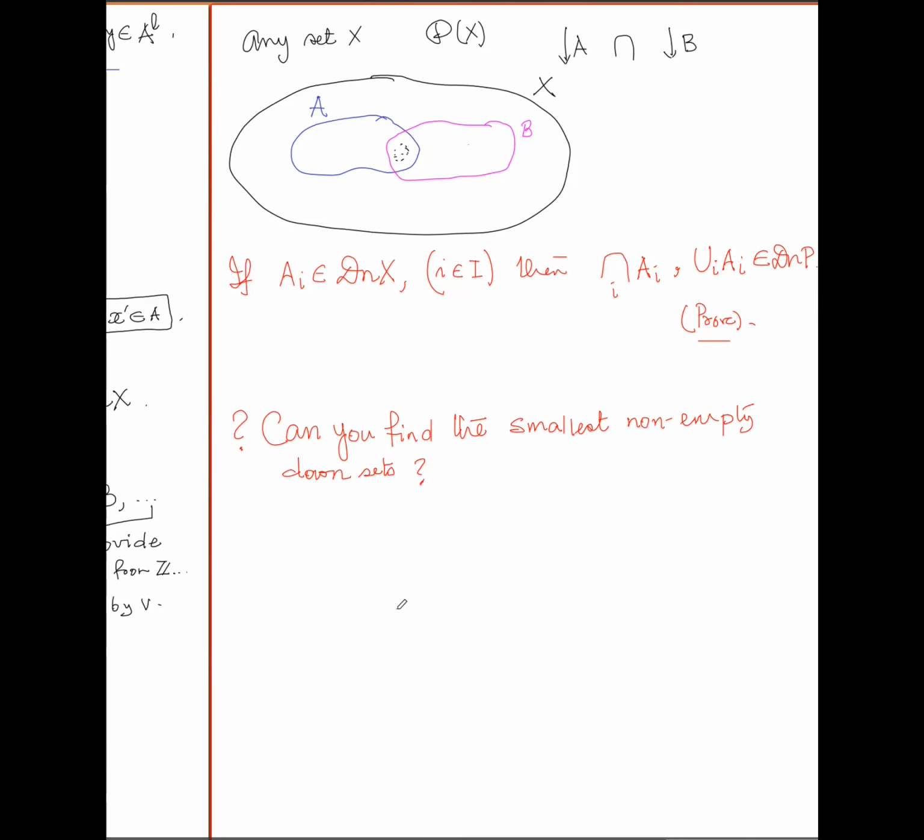Yeah, can you find the smallest non-empty downsets? What are they? And if you can find them, then obviously the next question is, if you give me any downset, what is the relation of this downset with those smallest ones? So that's the next two things with which we will start next time.